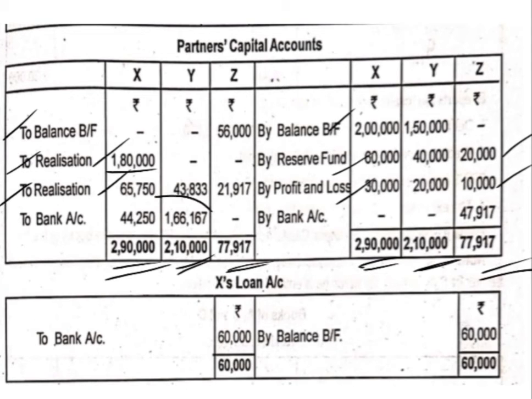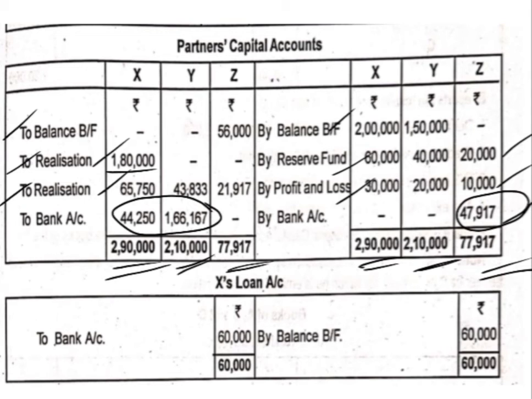So these two balances represent surplus capital, which will be paid off to the partners immediately at the time of dissolution. So the entry will be partners' capital account debit to bank account. Then this balance shows a deficit or shortage, so that much amount partner Z has to bring in. So the entry will be bank account debit to Z's capital account. Okay. So that is regarding the second step.